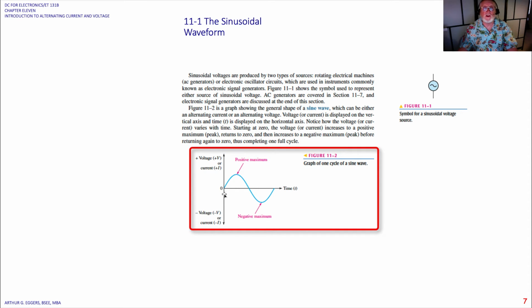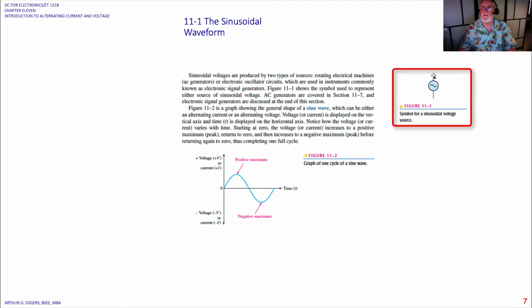But you can see here we start off at the origin at 0 volts. We go to some maximum positive voltage or current. We go back through 0 volts. We go through some negative maximum current or voltage, and then we go back to the 0 point. And if it is something that is continuous, you will see this occur over and over again, and we will determine something called the periodicity of a sine wave. Over here on the right, you can see we have a symbol that you'll start seeing in your diagrams for the sinusoidal voltage source.